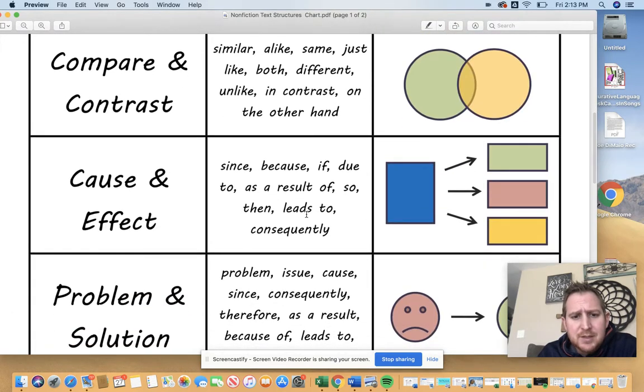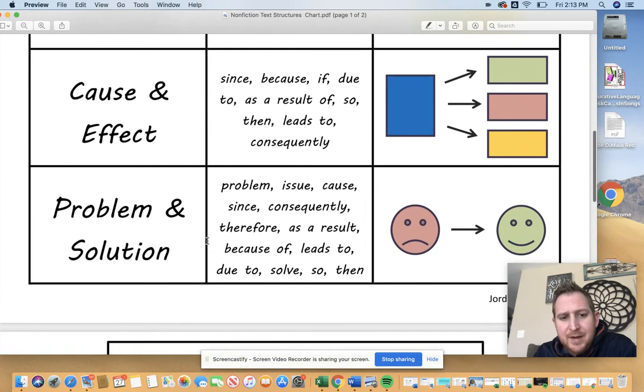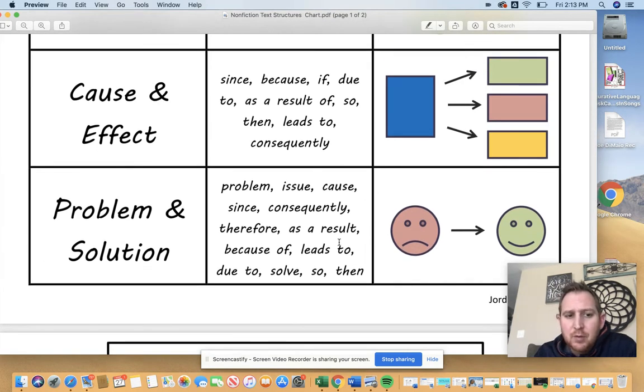Cause and effect. Something happens because of something else. You'll mainly see the word because. That will signal that it's a cause and effect. Something happens because of something else. And finally, problem solution. So we hear about a problem, and then there's either a solution that's given or possible solutions that might be given to solve that problem.